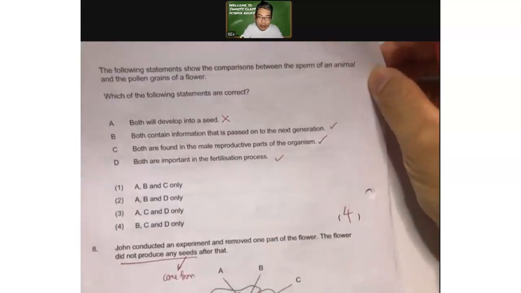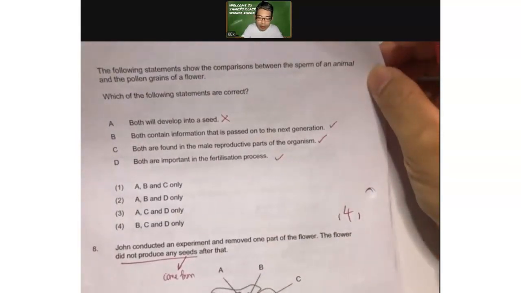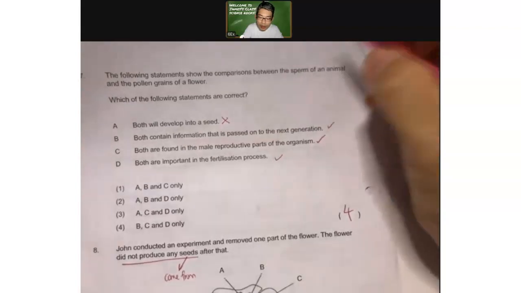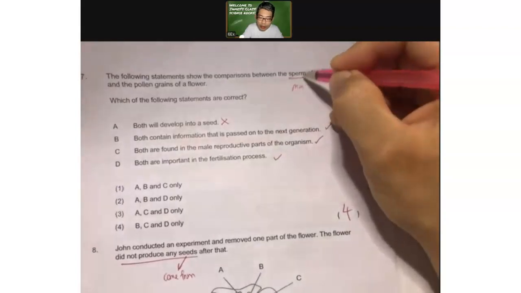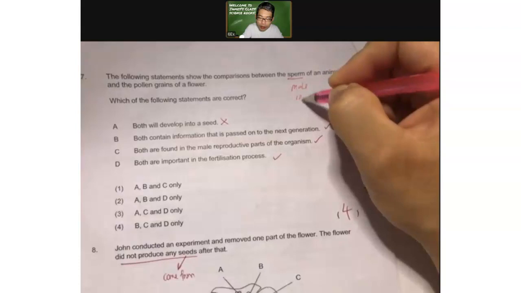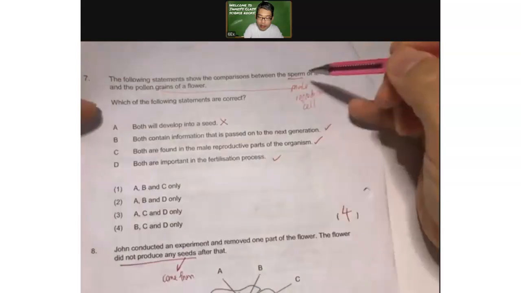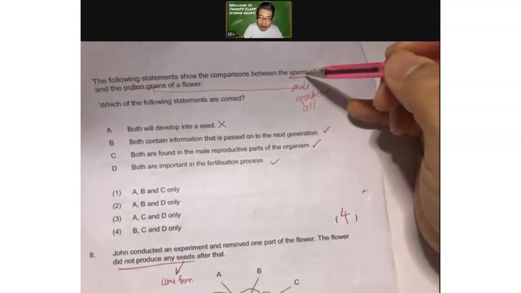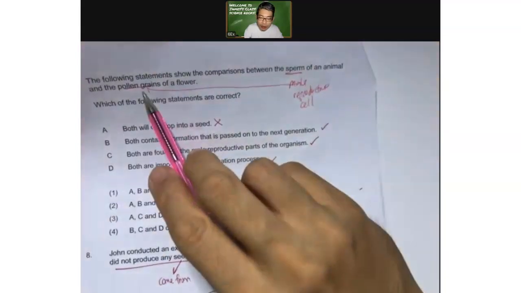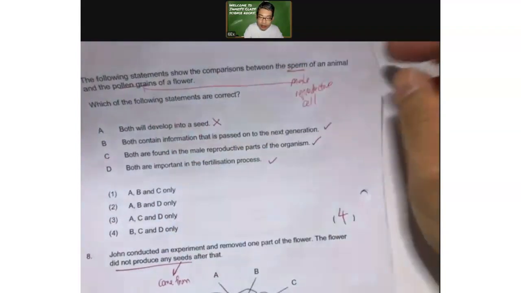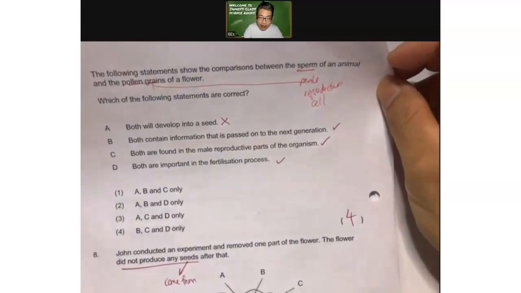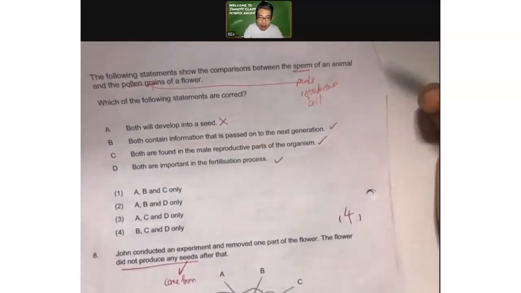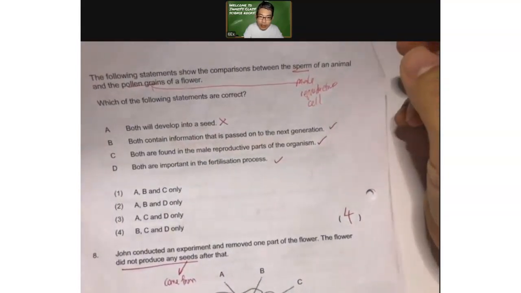The following statement shows a comparison between the sperm of an animal and the pollen grains of a flower. The sperm is the male reproductive cell, and the pollen grain are also the male reproductive cells. This is the male reproductive cell of animals. This is the male reproductive cell of flowers. A reminder to my students, please make sure you are taking notes of these annotations. So which of the following are correct?